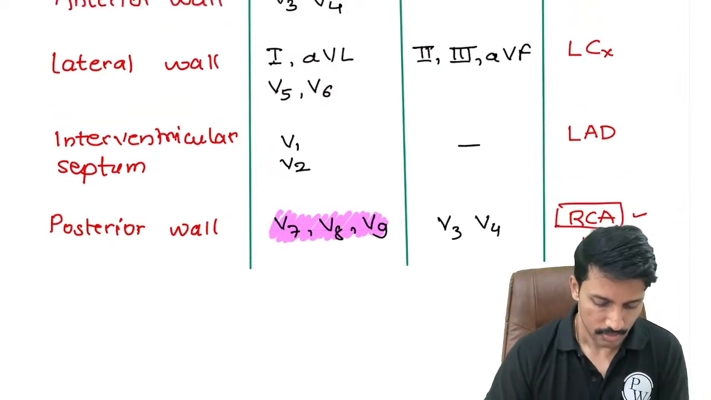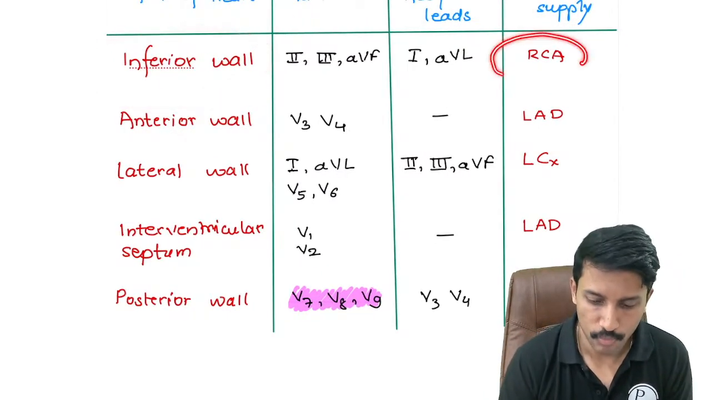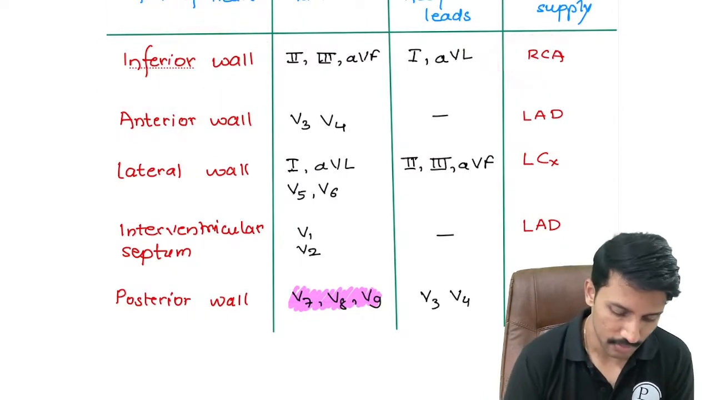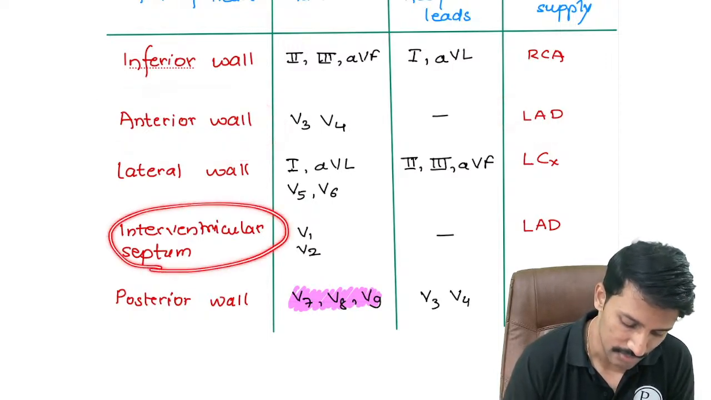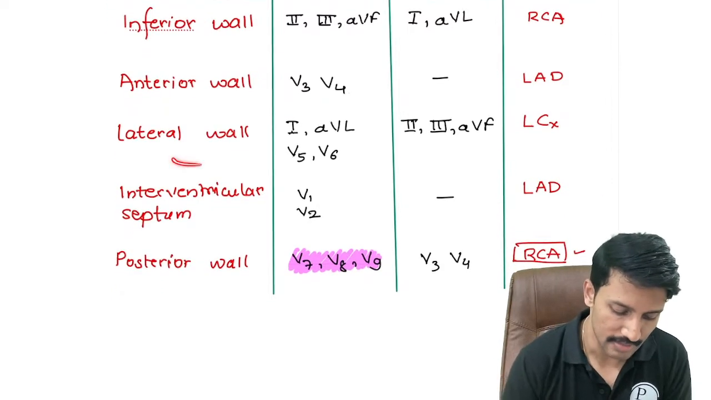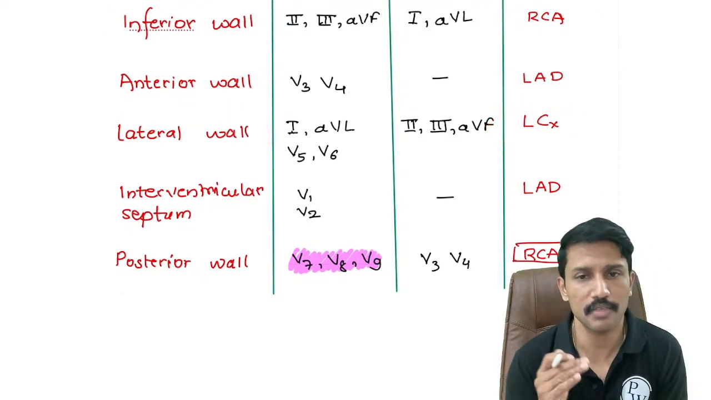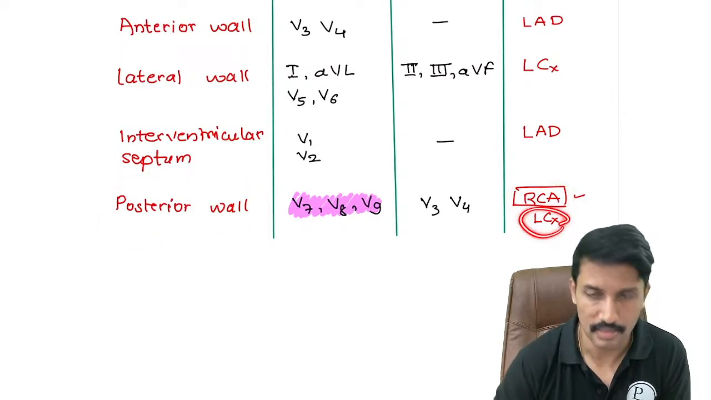Okay. So if I have an inferior wall MI, that means most likely I have a block in the right coronary artery. If I have an anterior wall MI, mostly I have a block in the left anterior descending, or if I have the interventricular septum being affected, again LAD. If I am seeing a lateral wall MI, it is the left circumflex artery which is most likely occluded. And if I am seeing the posterior wall, mostly RCA, or in some individuals, circumflex.